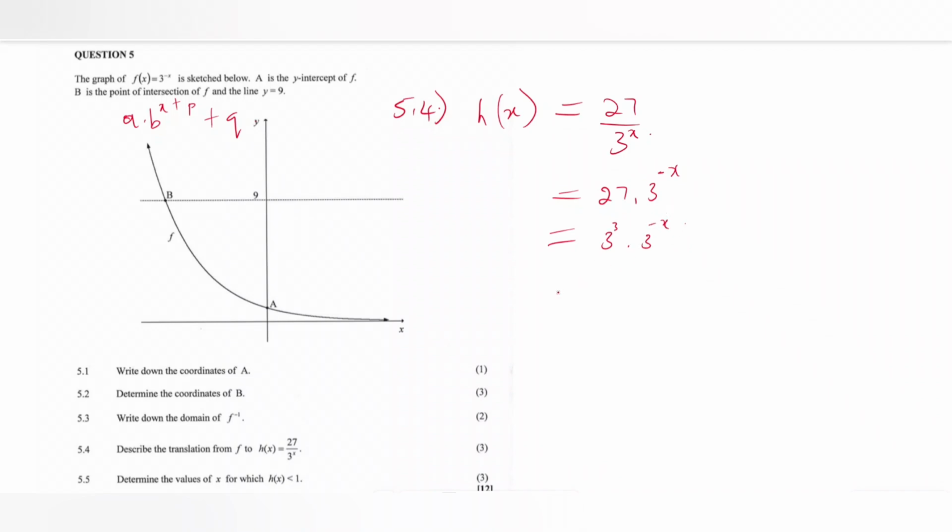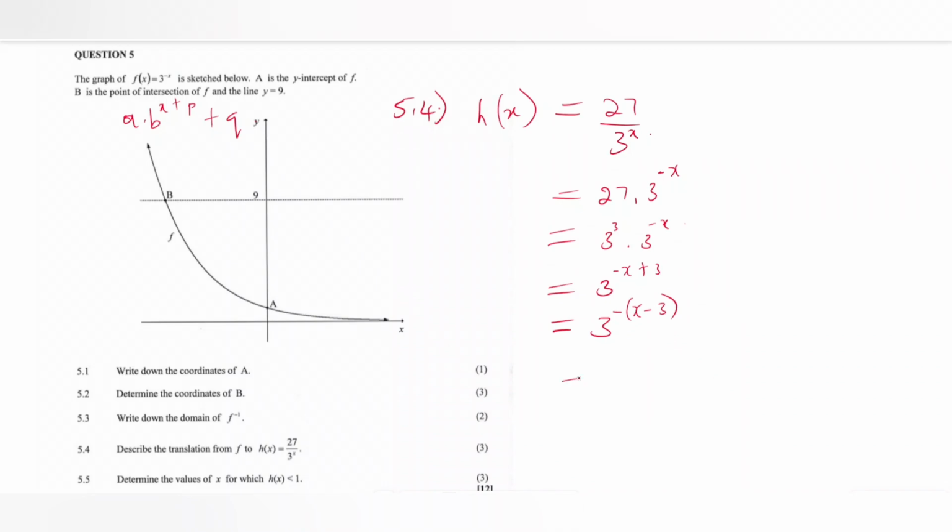Then now by laws of exponents, if bases are the same, the exponents will add. So this is going to be 3 power minus x plus 3, like this. And after that, you have to factorize the negative sign. This is going to be 3 power negative, open bracket, we will be left with x minus 3, because our original function has a negative sign.